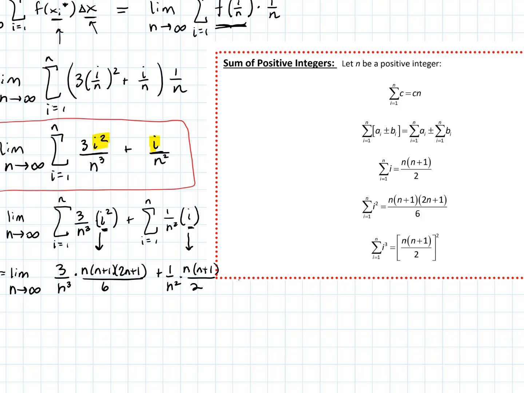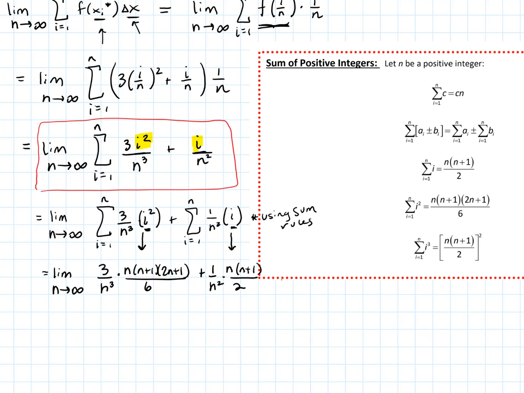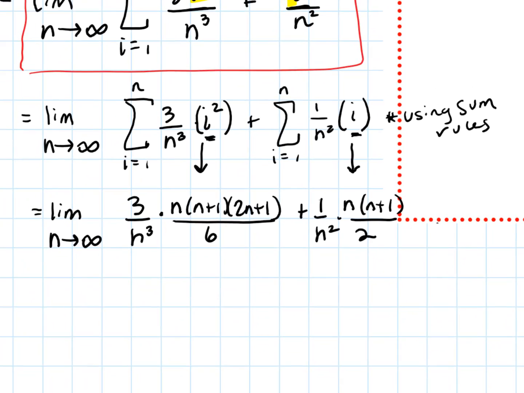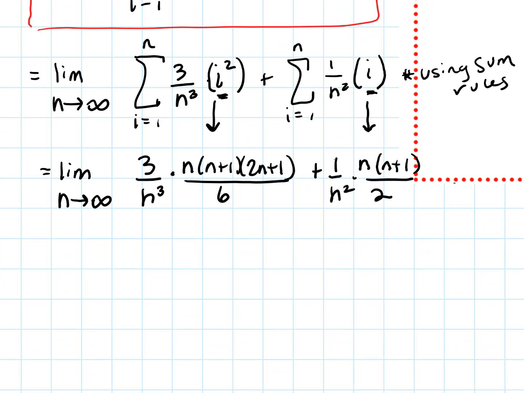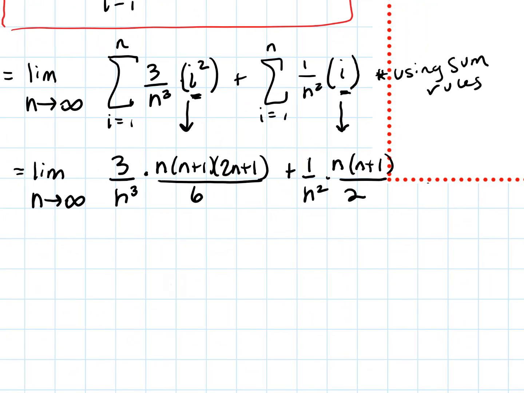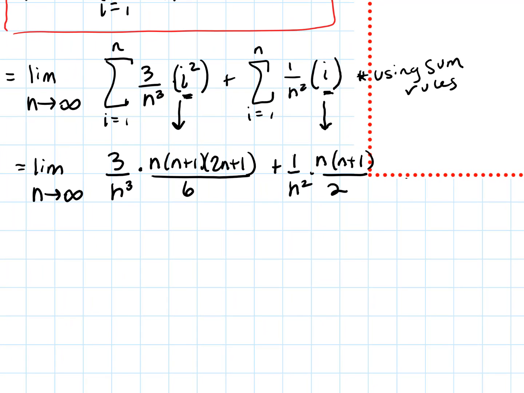Okay, so I'm using my sum rules. Right here is my box. And let's go ahead and zoom in, because now I am at a place where I can use my knowledge of limits to continue and simplify this down. So I used my sum rule. Right here I was using my sum rules to replace the i squared and the i.